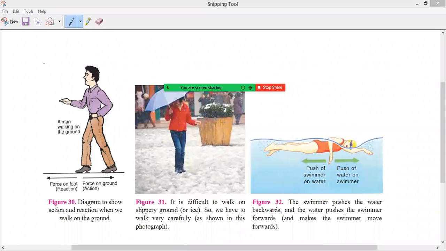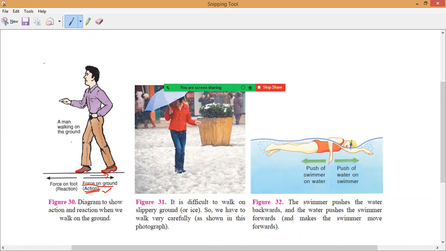You can see here a man walking on the ground, so you can see a force on the ground. He is trying to push the ground with his legs in the backward direction. So what do we call that? Force exerted on the ground is called action.